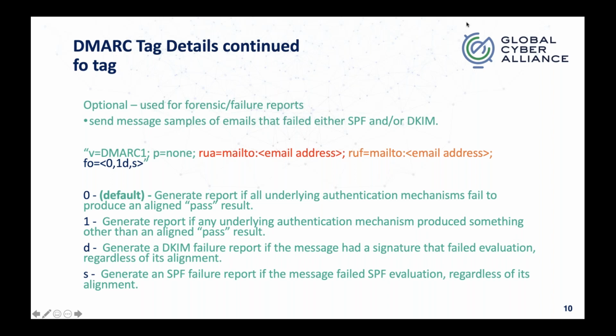FO equals 1 is if any underlying mechanism fails, so either or. So not both. It's not saying SPF and DKIM. It's saying SPF or DKIM produces something other than an aligned pass result. D is strictly for DKIM, and S is strictly for SPF. The one I've most commonly seen used is actually 1, but a lot of people leave out the FO tag as well, so they just stick with the 0.